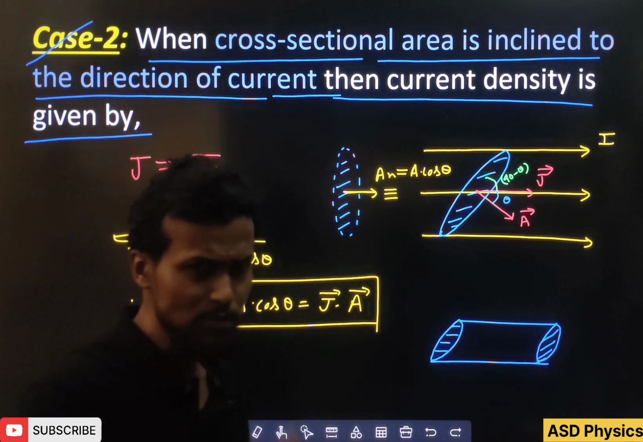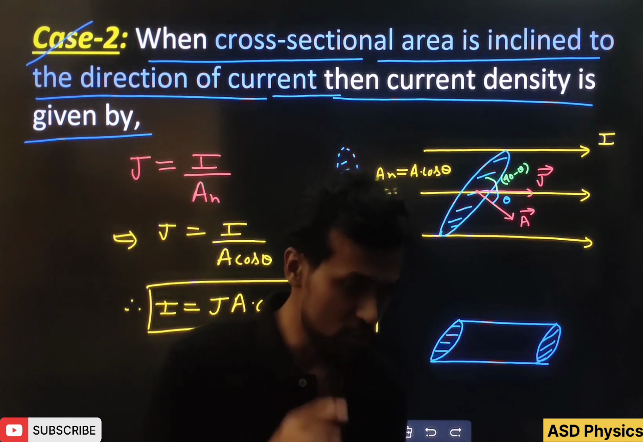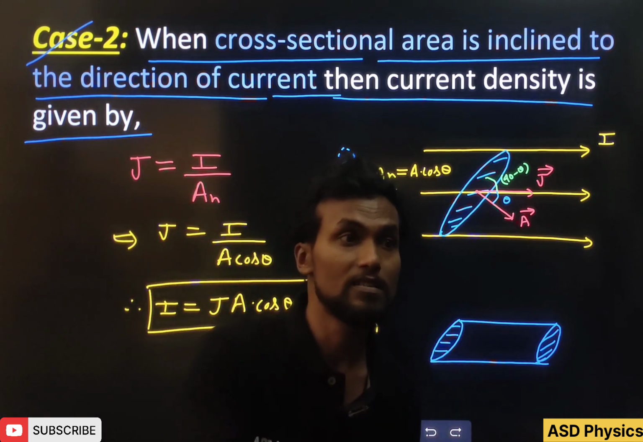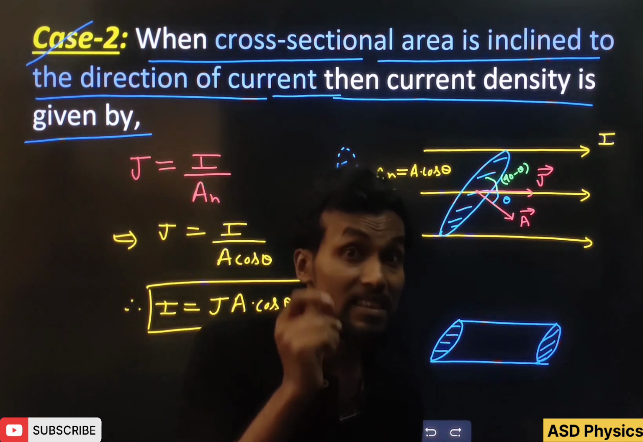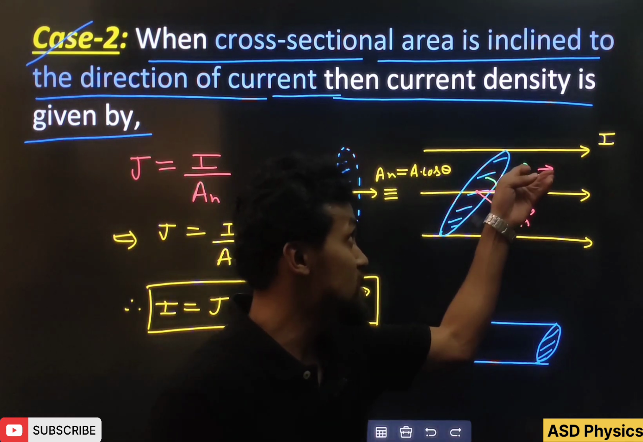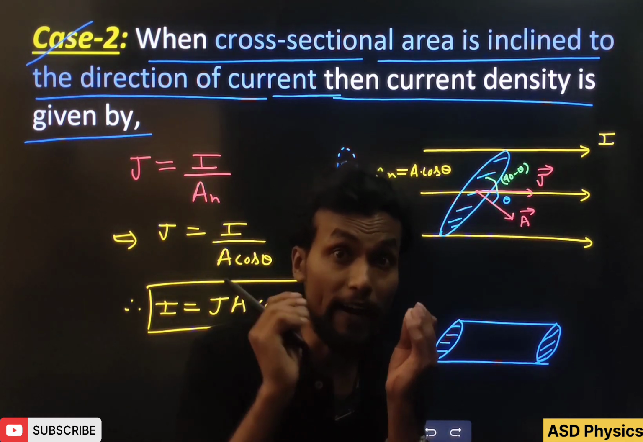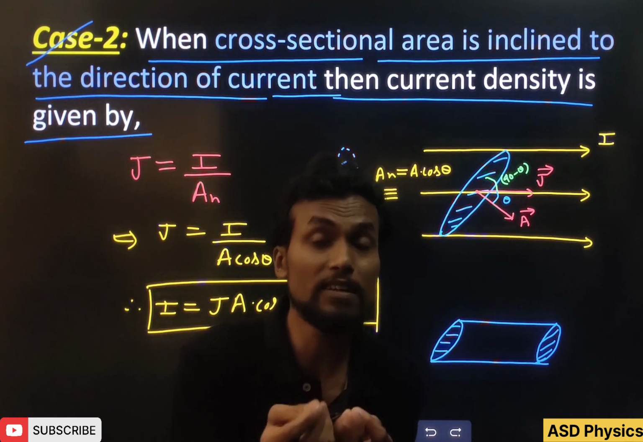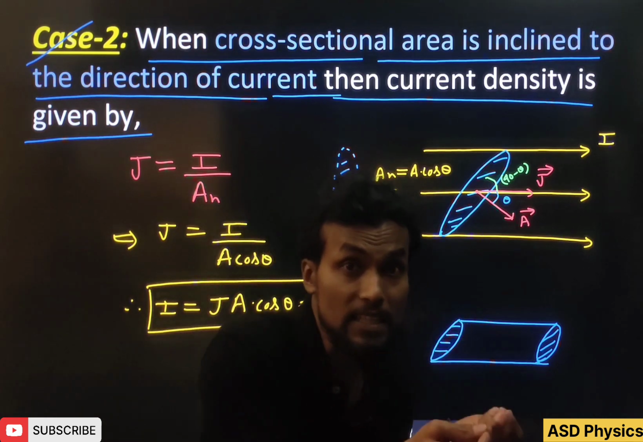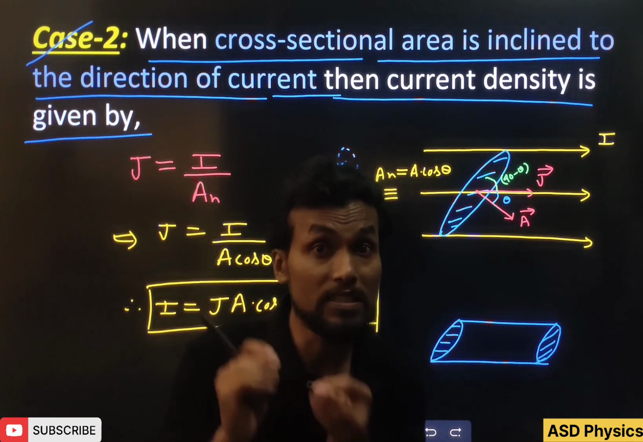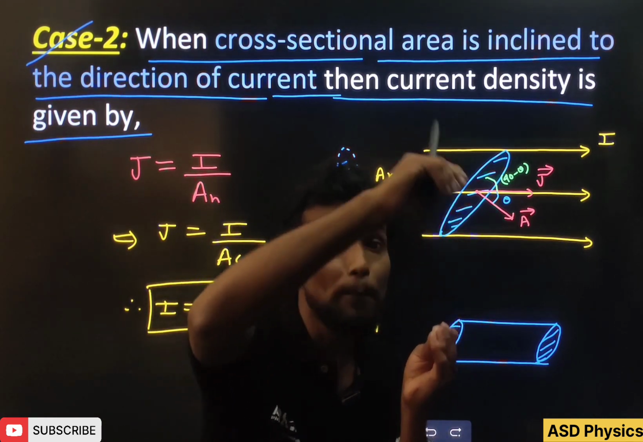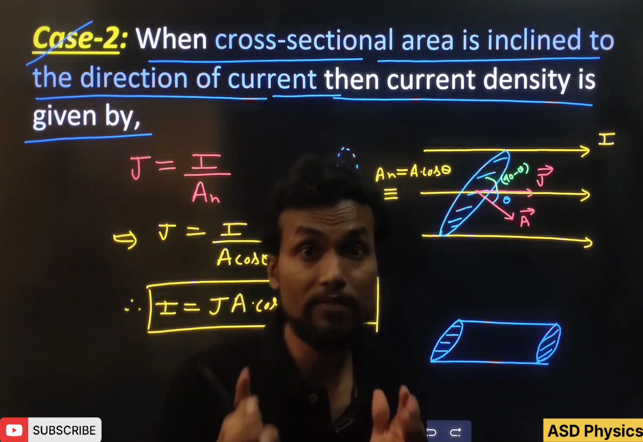Sometimes they may say in a question that the plane of the area is making 30 degrees with the current density. Then theta, if this is 30, will be 60 degrees. So you have to be very careful whether the angle is given between the current density and the area vector, or between the current density and the planar area. Be very, very careful.